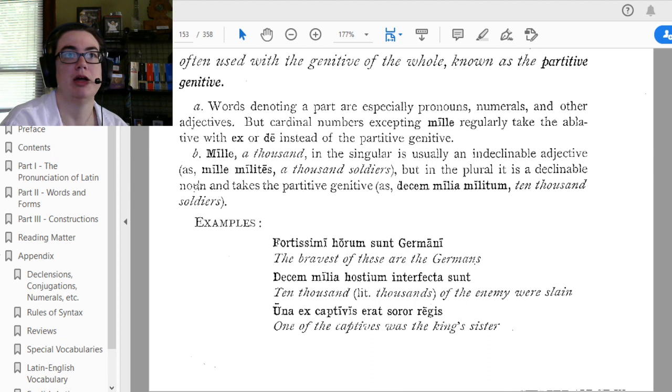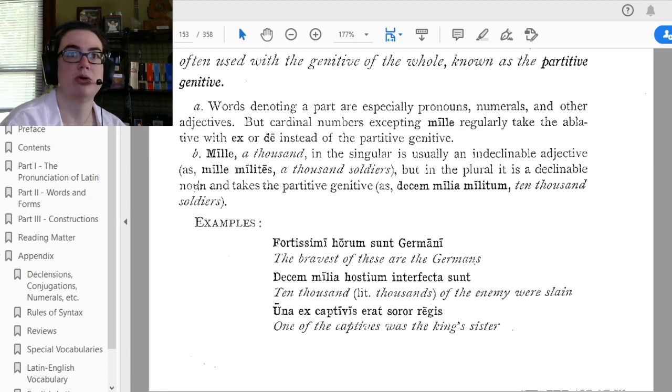I'm not sure. But mille, 1,000 in the singular, is usually an indeclinable adjective. But in the plural, it's a noun, and it takes the partitive genitive. So 10,000 soldiers is 10,000 of soldiers. But if you're talking about 1,000 soldiers, it's an adjective, mille milites. I really am not sure why the numbers get so finicky, but here they are.